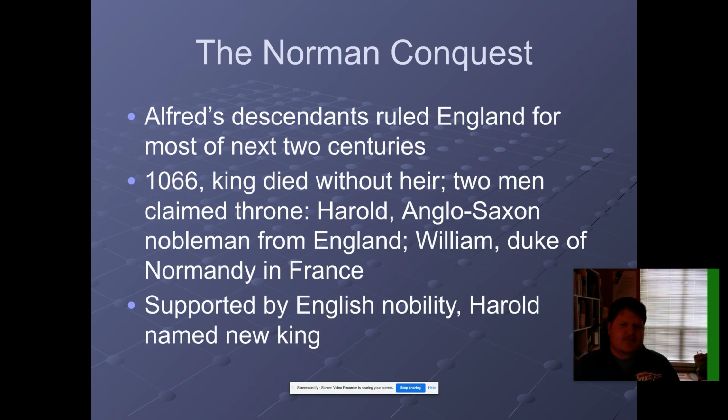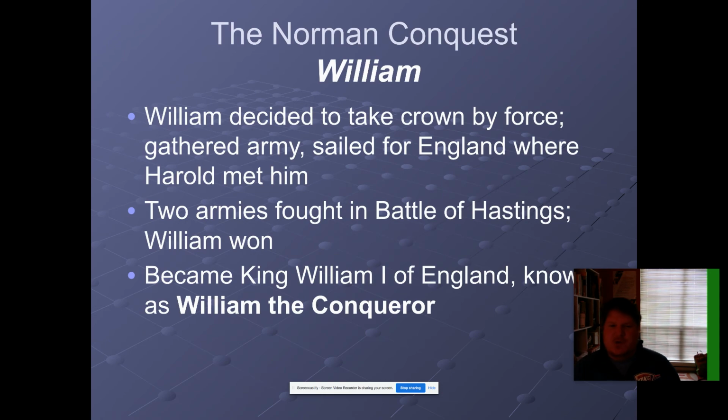But supported by English nobility, Harold was named the new king. However, William was not happy that he got passed over. So he's going to take the crown himself, by force. He's going to get an army, march into England, and take Harold out. With two armies fighting against each other in the Battle of Hastings, William ends up winning. He takes the throne, becoming King William I of England, known as William the Conqueror.